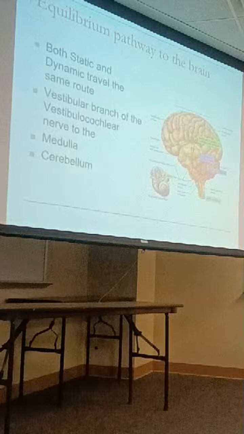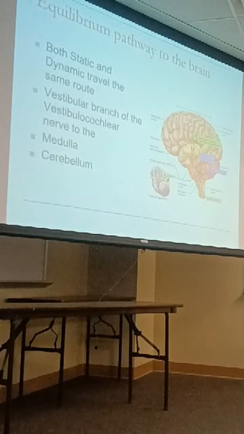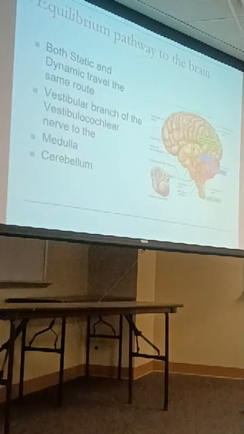So both of them are going to travel out through the vestibular branch of the vestibulocochlear nerve, and it's going to come in at that crack between the pons and the medulla. So as it comes in, it's going to shift directly, kind of skirting the top of the medulla, going through the pons to the cerebellum, so we can process.